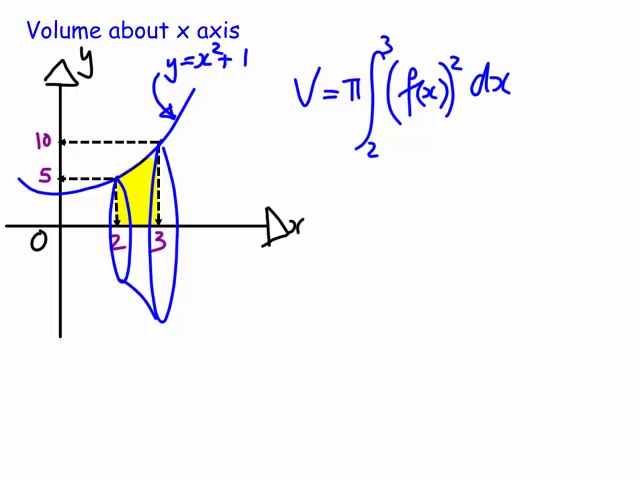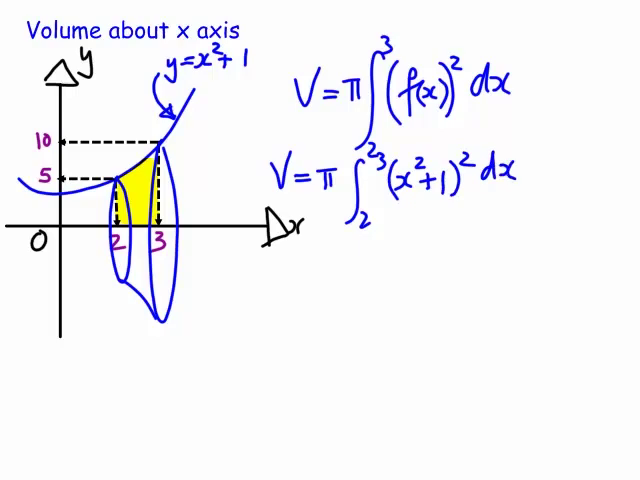Now I'm going to have to square my function. Notice that's the first difference. With areas you don't square the function, with volumes you do square the function, and you put a pi at the front. So here we go. The volume is equal to pi times the integral from 2 to 3 of (x squared plus 1) squared dx.